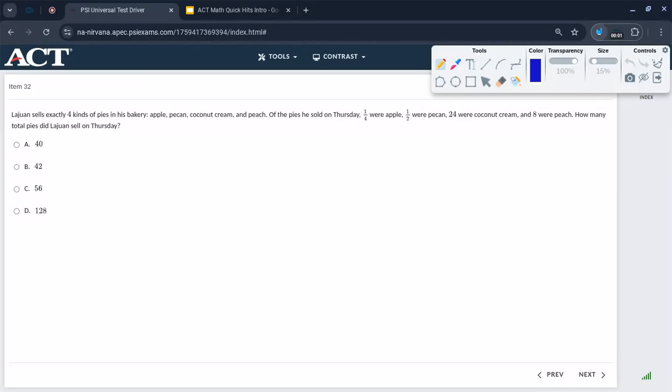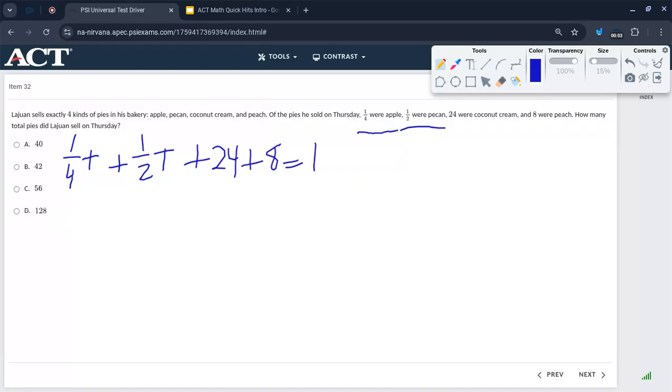So I don't know how many total pies LaJuan sold, but I know that a fourth of them were apple, right? So for example, if he sold 100 pies, well then 25 of them would need to be apple. Same thing with the pecan. We don't know how many exactly were sold, but half of them were pecan. So again, arbitrarily, if you sold 100 of them, well then 50 would have to be pecan. So the way I did that mental math is I took 1/4 of our total, T, and then I add that to 1/2 of our total T. Should have made capital T back there. And then plus 24, and then plus 8. And that equals our total T.